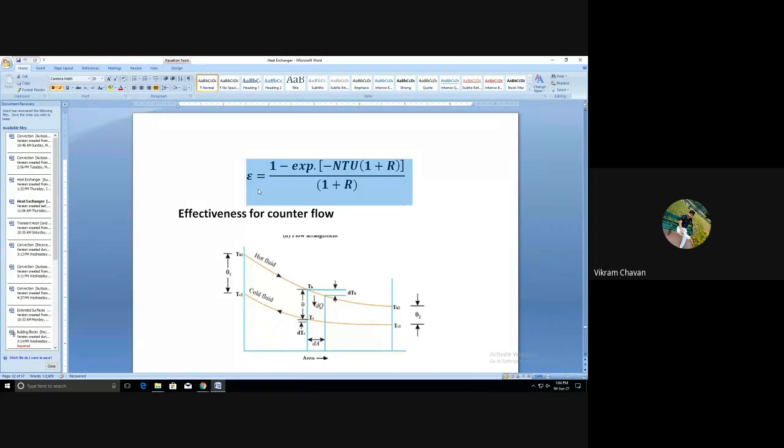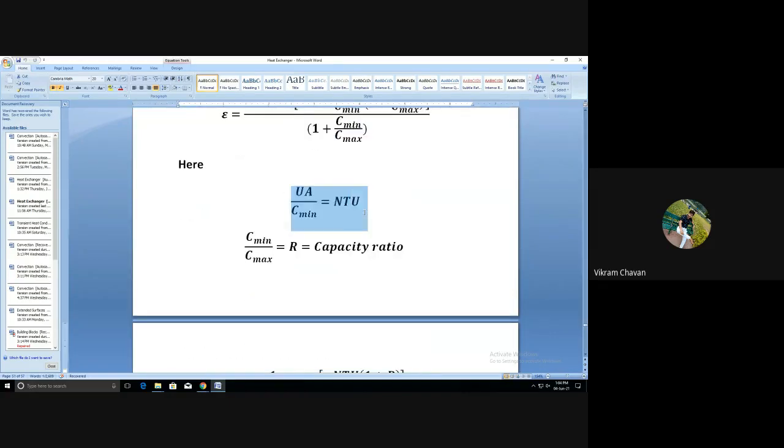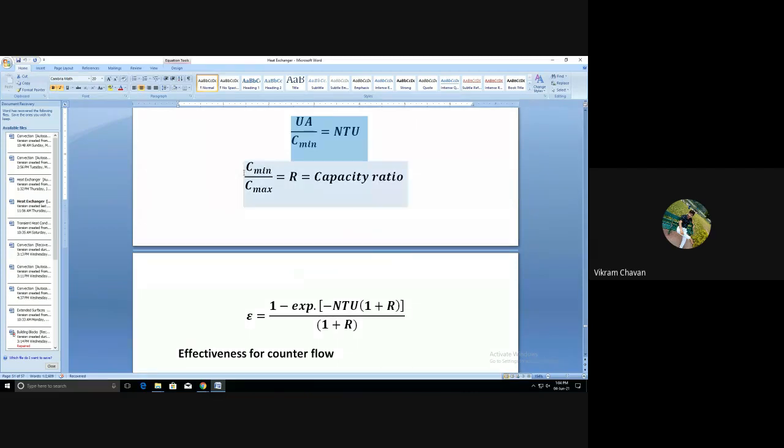So here we have to remember that NTU is nothing but the ratio of the product of overall heat transfer coefficient multiplied by area, divided by C minimum. Okay, UA divided by C minimum, that is the NTU. And the second thing is the ratio of heat capacities, the capacity ratio C minimum to C max. This ratio is represented by the symbol R, and it is called the capacity ratio.